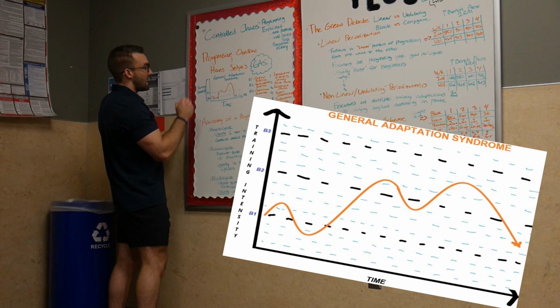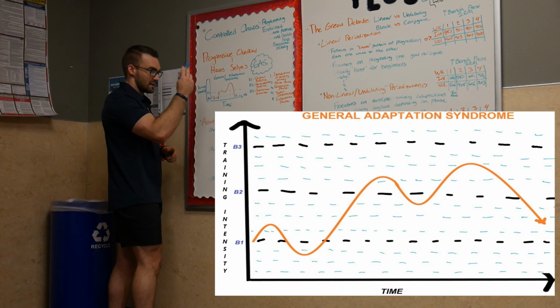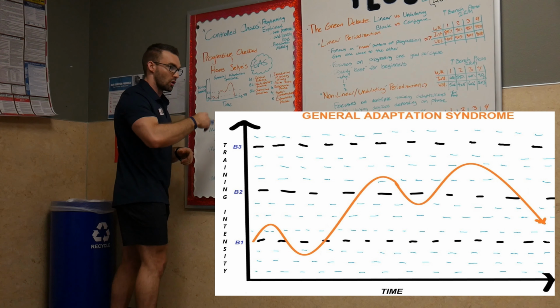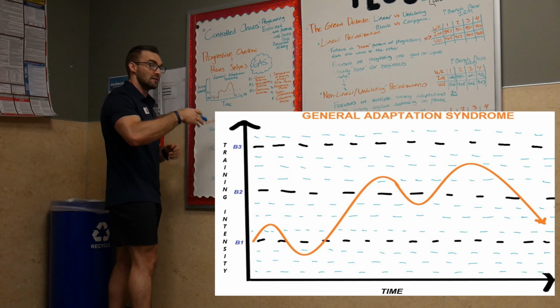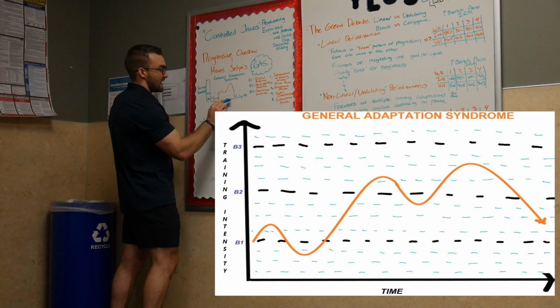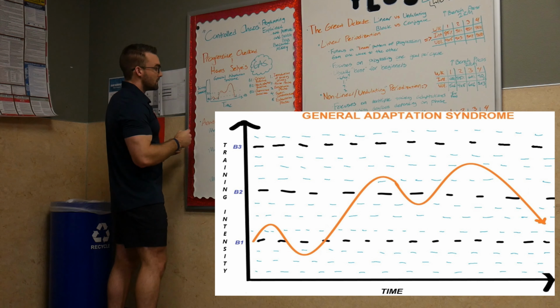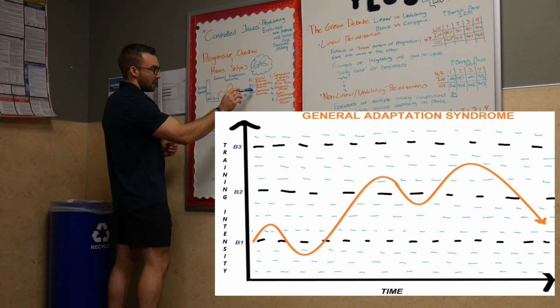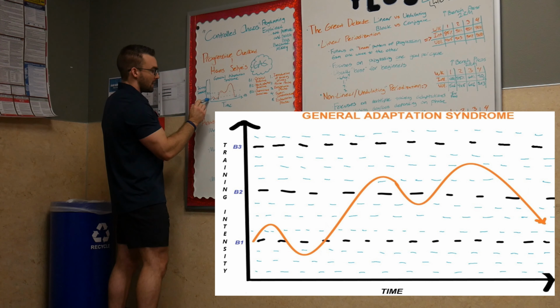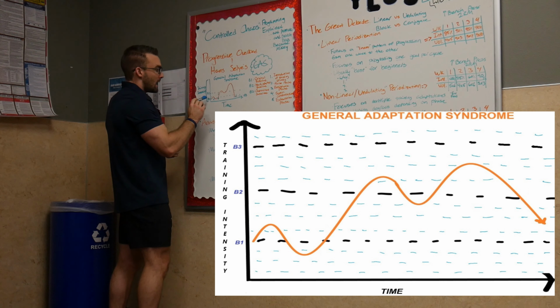On the y-axis, we have training intensity. Again, we can progress this: weight, volume, shortened rest, frequency of workouts within the week, you name it. And then on the x-axis, we have time. So we have intensity of training as a function of time. Off to the left, you see what these all represent, but B1 is your starting original baseline, okay? Now, this orange line represents the way that our body is going to be adapting.